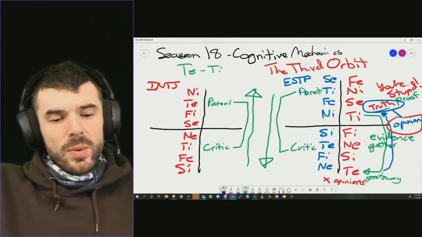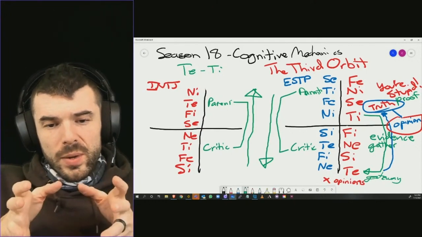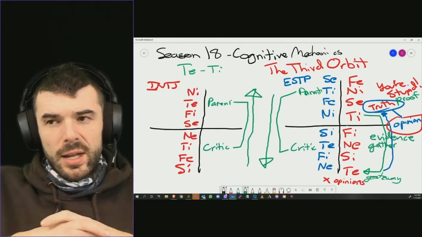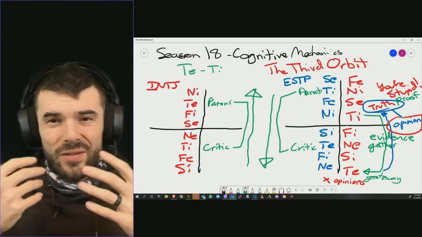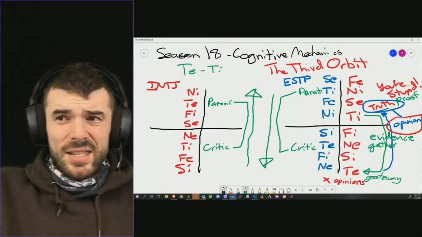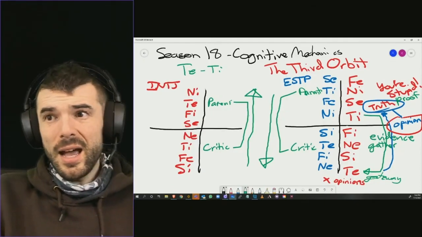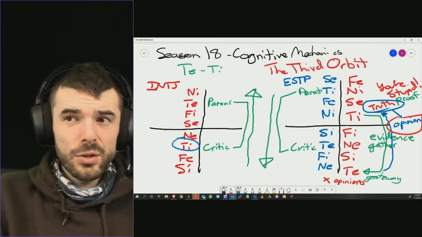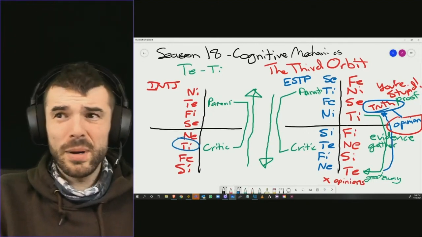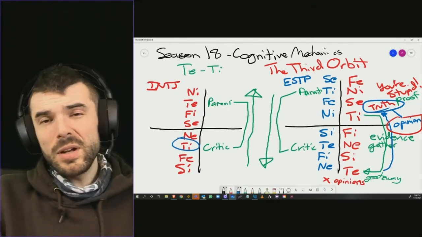So what happens is that when you have this orbit, this TI critic, they're very critical. They're almost like grandparents, or very senile elders. And the senile elder, it's like, okay, I know the truth. I know the truth, but I forgot. I need to know the truth again, but I forgot. And that can be very difficult for an INTJ.